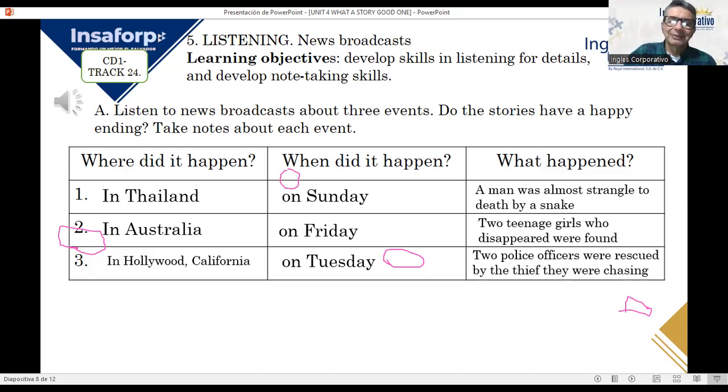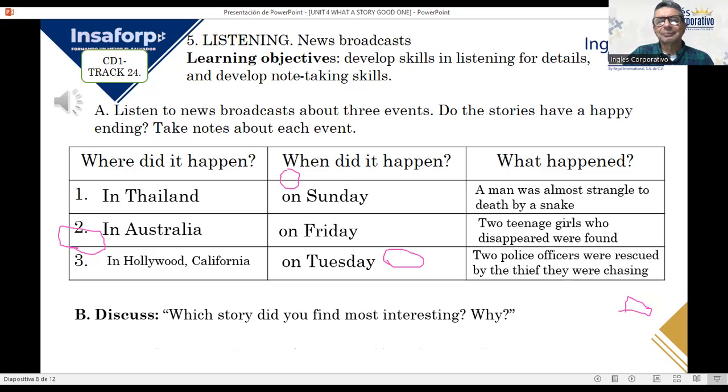Okay, which story is most interesting and why? Okay, we're going to stop a little bit over here.